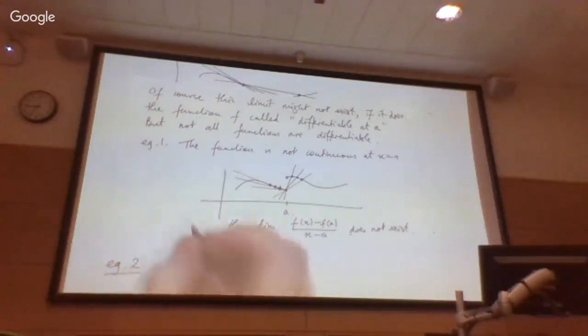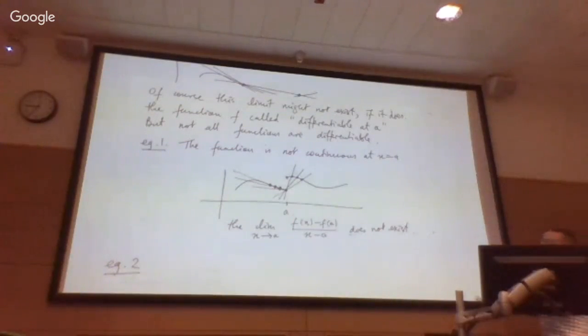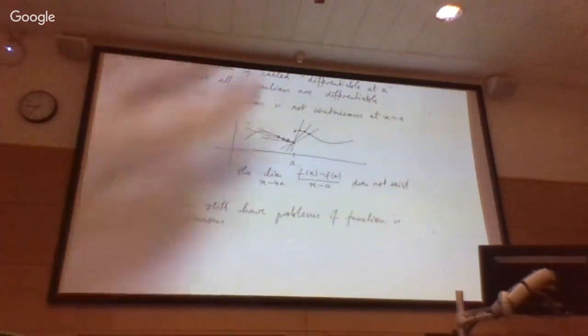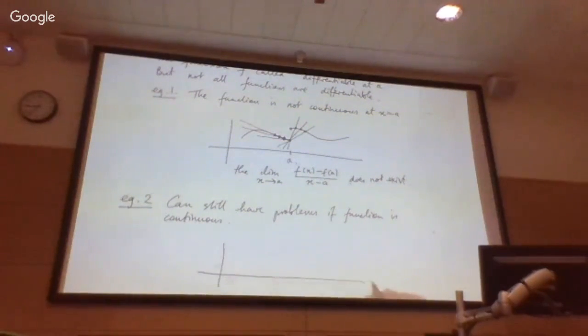So it cannot be differentiable because it's not continuous, but just because it's continuous does not mean it's differentiable. So you can still have problems if the function is continuous. Just being continuous doesn't guarantee that you're differentiable. Not a specific example, but just a little bit of a sketch. So here this function looks perfectly great.